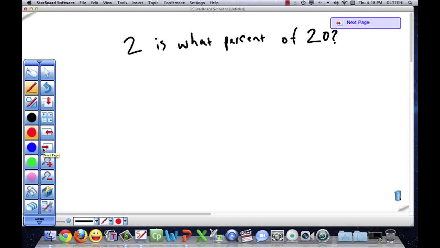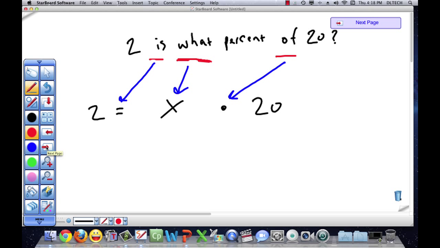Let's look at this other problem. We read here that it says 2 is what percent of 20? Now we see key terms again: is, what, and of. And we can automatically switch this into a problem by saying 2 is what, because we don't know what that is, times, because this is of, 20. So now we have it in an actual problem that we can solve.